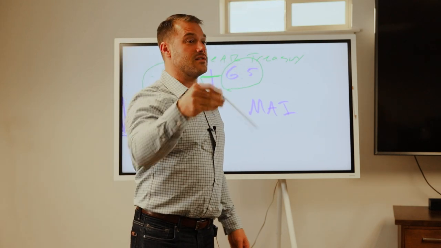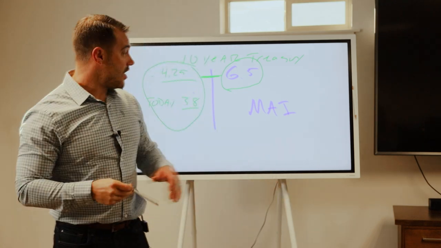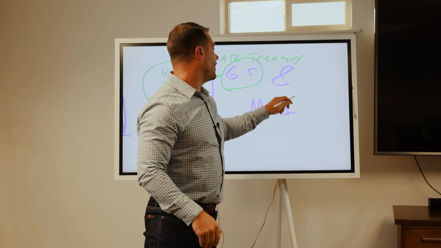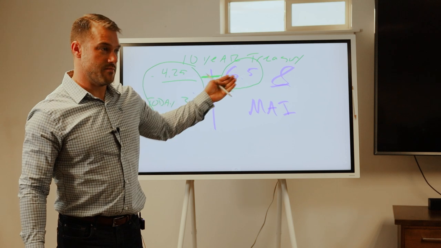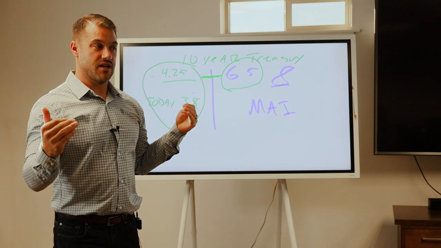Right? It kind of looks like a pendulum on its side. This action is this action, right? So they went up. We hit 8. See if I can do an 8 with my left hand. Nope. We hit 8 about a month ago. Now we've come back down. We're in the 6s. I've seen a little bit of a tick up in the market.